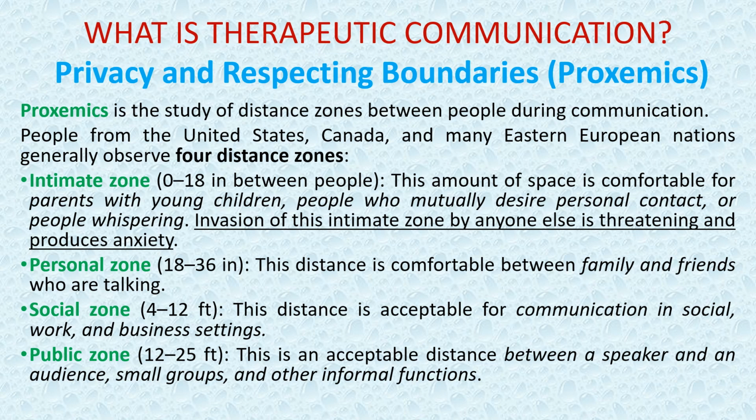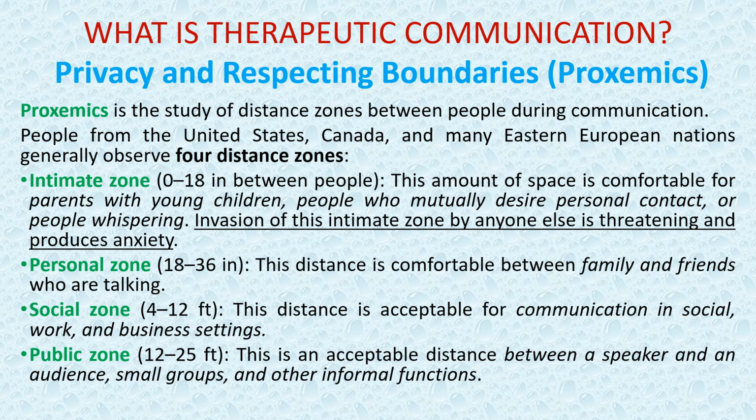Another term in respecting boundaries and privacy is proxemics. Proxemics is derived from the word proximity, which means the closeness between two people, and it is divided into four distinct zones, as follows. The intimate zone is 0 to 8 inches between people, and it is usually found in the comfortable space for parents with young children, with people who mutually desire personal contact, and people whispering. Invading this intimate zone by anyone else is threatening or produces anxiety.